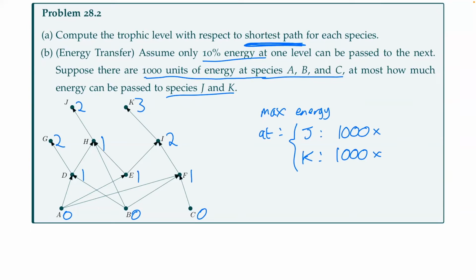So let's think about species J. So species J has trophic level 2 here, and that's if we follow this path here. So starting at B, going to H, then going to J. So if we have 1,000 units of energy here, how many are we going to have at level H at most? 100, so 10% of 1,000. And then how much at J? 10, okay? So all we do here is we're taking 1,000 times 10 to the minus 2. It's 10 units.